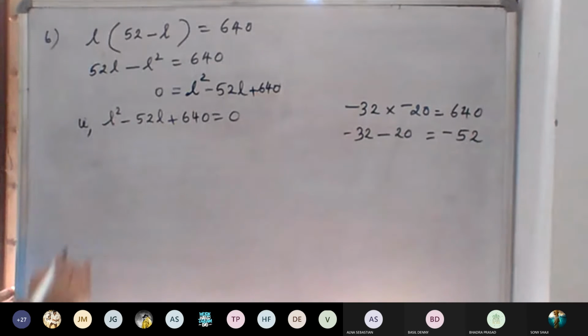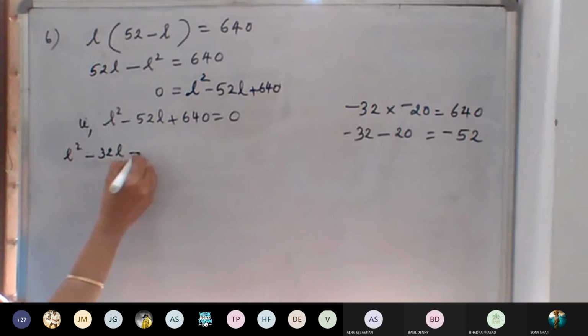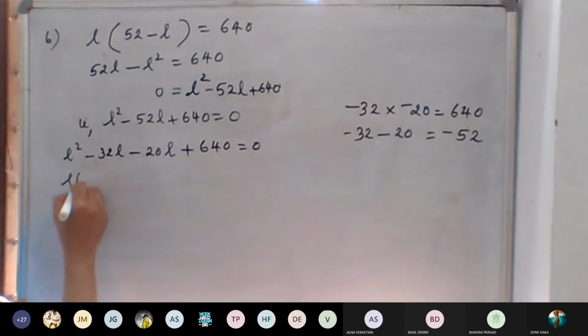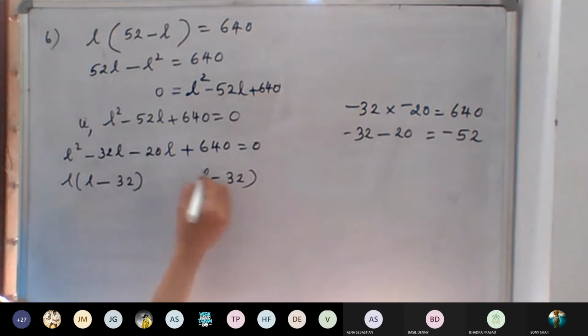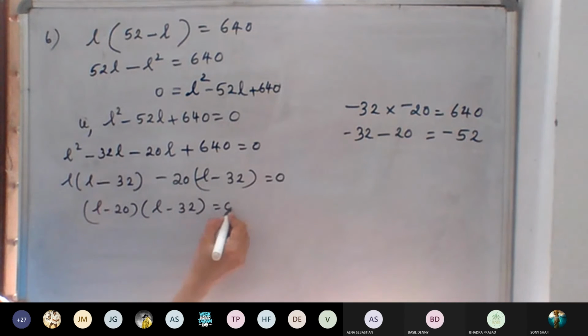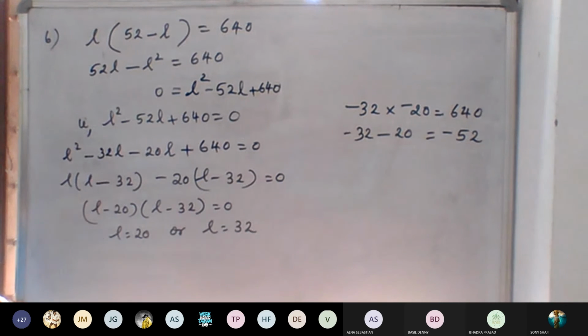So L square minus 32L minus 20L plus 640 is equal to 0. So L into L minus 32, minus 20 into L minus 32. So L minus 20 into L minus 32 is equal to 0. That is L is equal to 20 or L is equal to 32. Both are positive values, so we have to take both values.